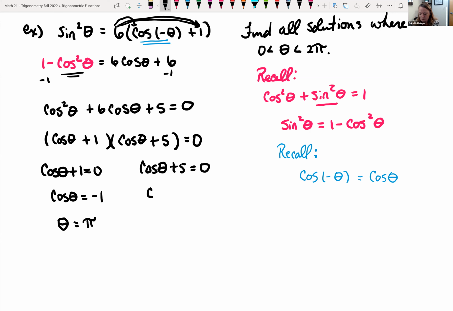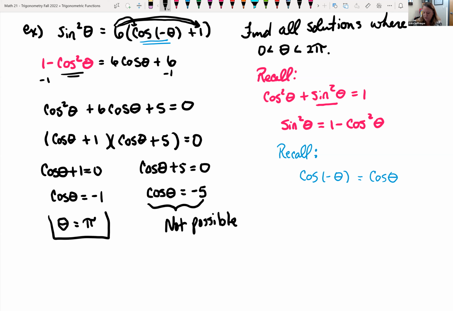Solving the second equation, though, we get cosine theta, subtracting 5 on both sides, equals negative 5. So recall, there's no value of theta that gives us a number back that is either smaller than negative 1 or bigger than 1. If you think about the graph of cosine, it bounces back and forth between negative 1 and 1 for our range. And so this right here is not possible. So for all solutions between 0 and 2 pi, we just have one solution, which is theta equals pi.